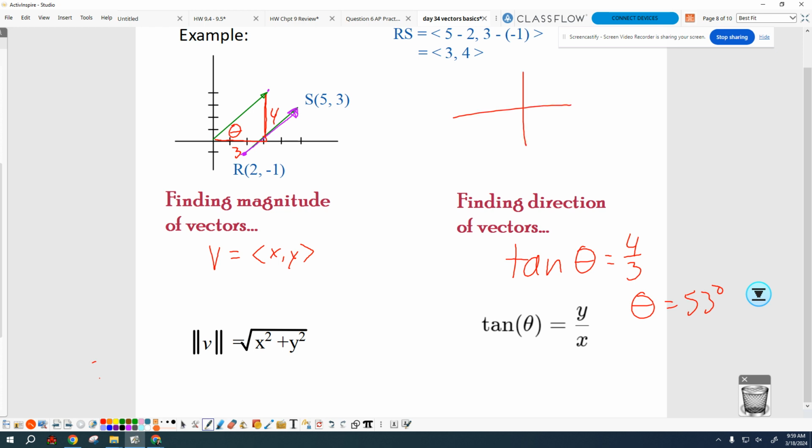What would just be tan inverse of 4/3? Yeah. Okay, question though. What if my vector, I'm gonna call it vector CD.